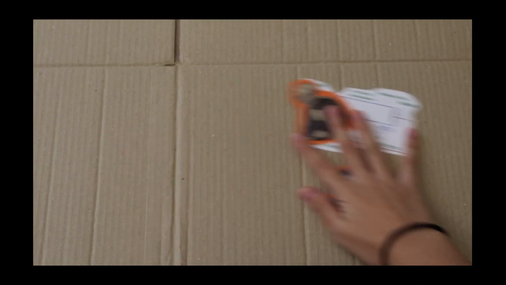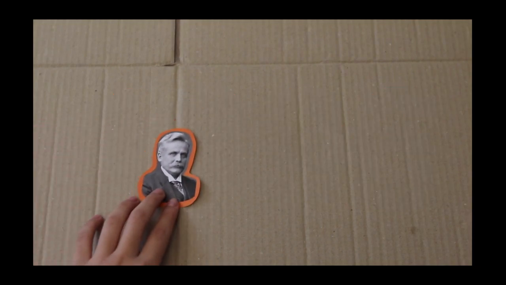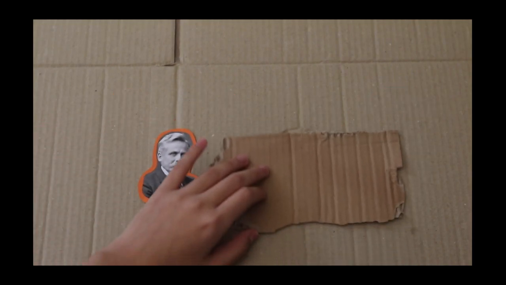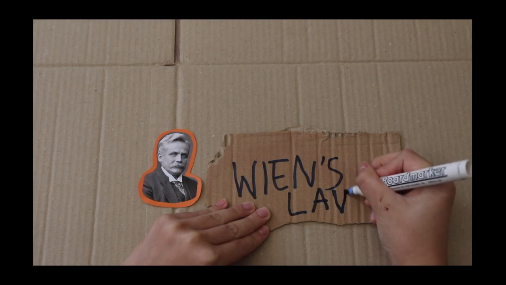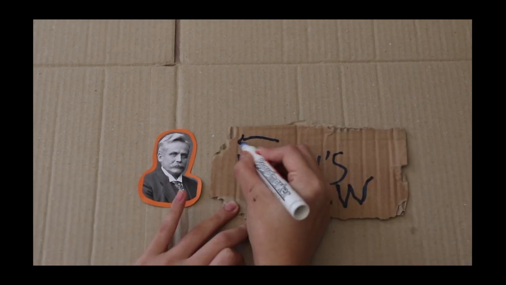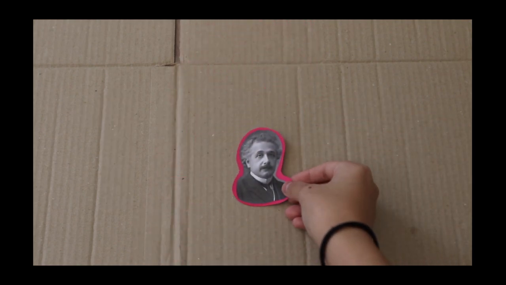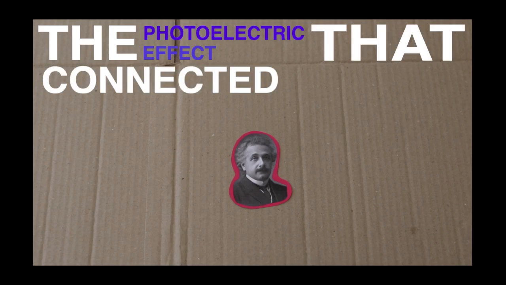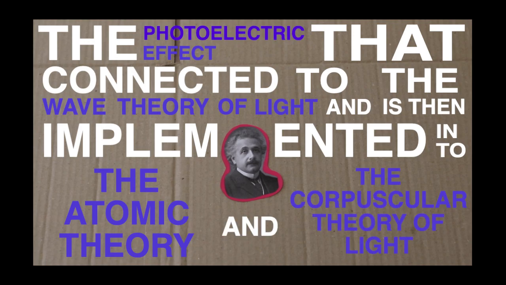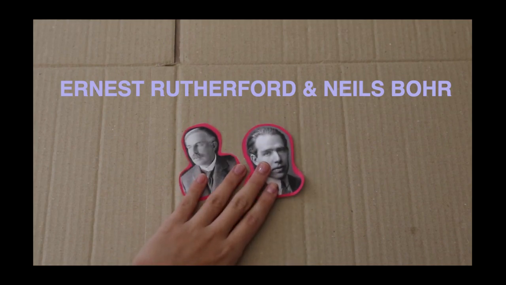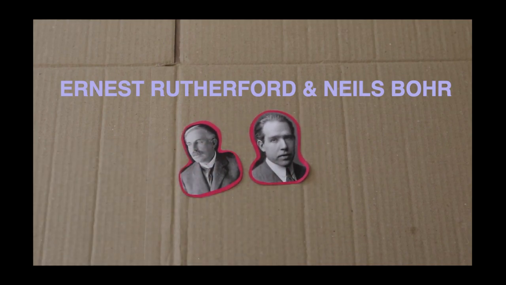After that, in the year 1896, Wilhelm Wien had found the solution in the blackbody radiation problem that was started 37 years ago, and now he has his own law called Wien's Law, which determines the distribution of blackbody radiation. We now move on to the year 1900, where Albert Einstein explained the photoelectric effect that connected to the wave theory of light, and is then implemented into the atomic theory and the corpuscular theory of light. Ernest Rutherford and Niels Bohr continued the theories and added to it as they found other various discoveries when it came to Einstein's theory.